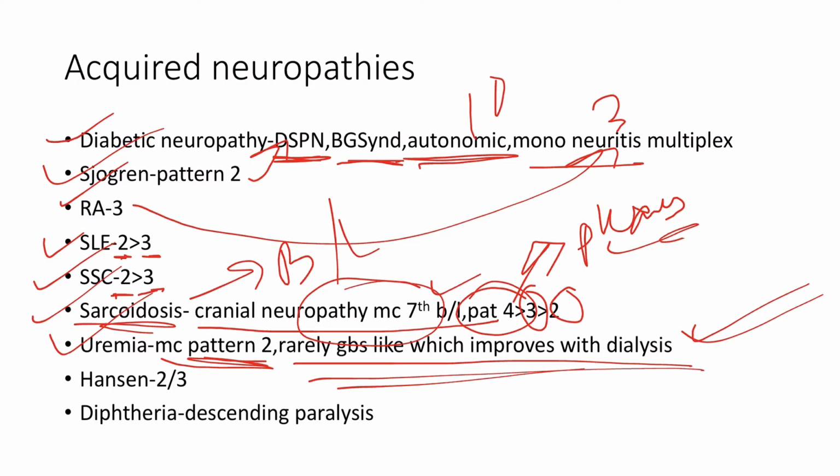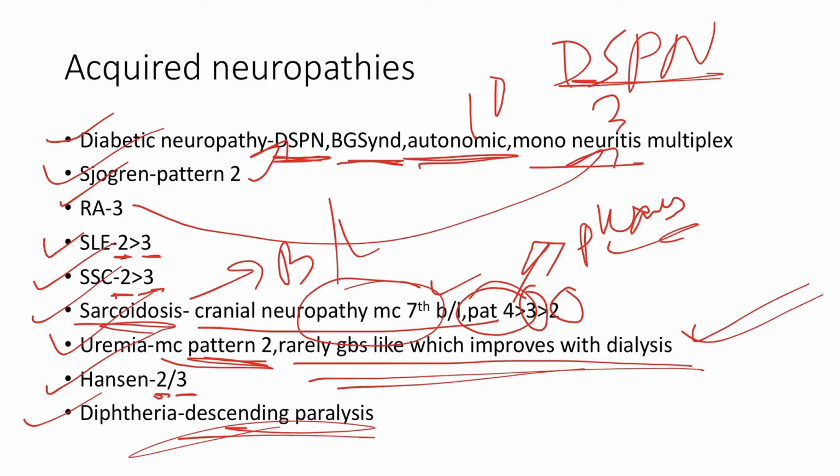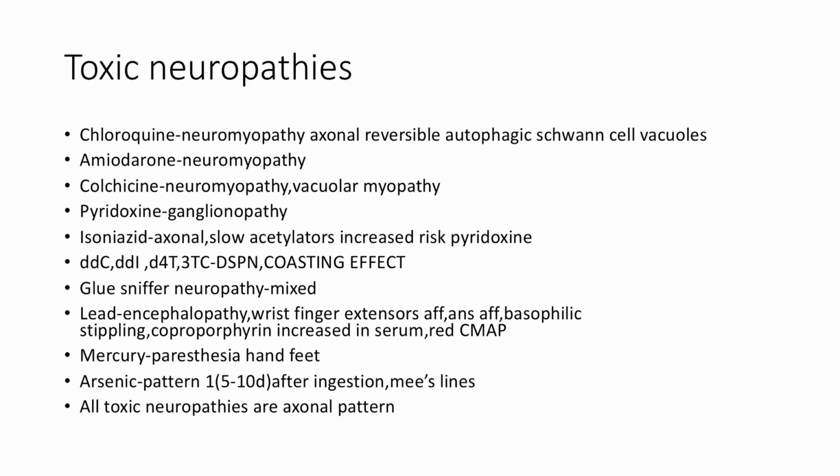So basically you can keep in mind that DSPN actually occurs in most of the metabolic and toxic neuropathies. Hansen's also, you see, DSPN is the most common one. Diphtheria, it will have descending paralysis. Okay. Now let's have a look at the toxic neuropathies. What drugs we use, and what neuropathies they can cause.